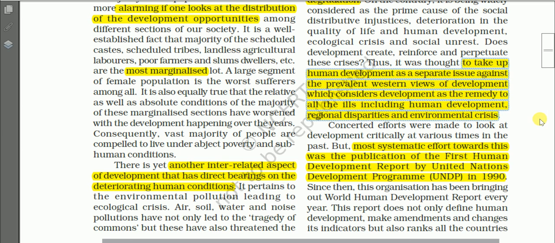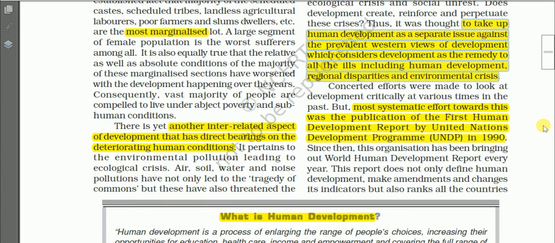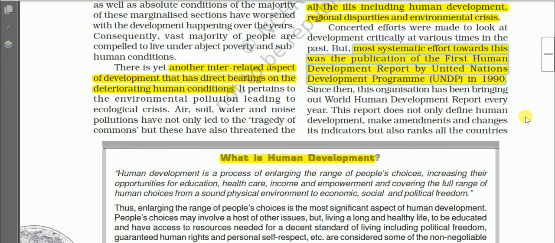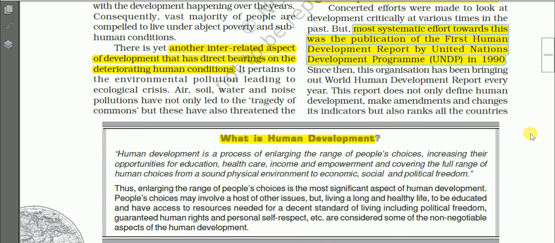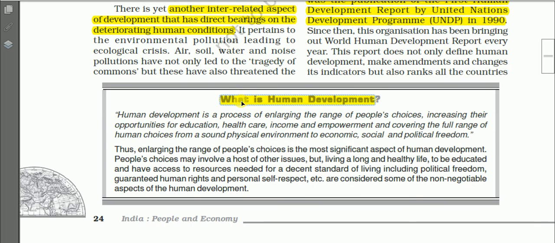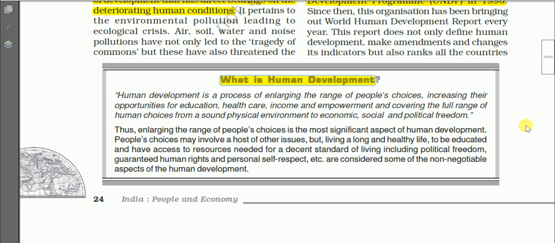Because of that, so many efforts have been made to find the real developmental activities. The most important one was the publication of the Human Development Report by the United Nations Development Program in 1990. After that, in the box, you will find the meaning of human development. Of course, all of you have learned what human development is. Again, let us read. This is a very comprehensive, exhaustive definition.